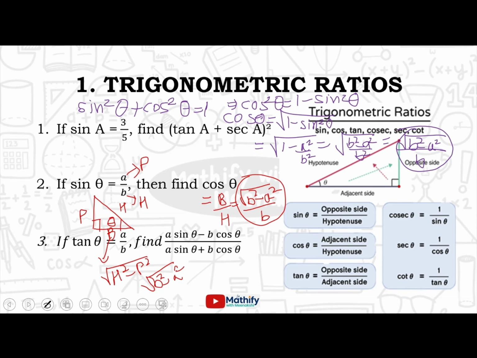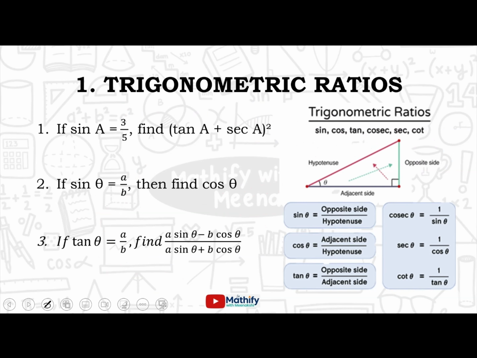Let's move to third question. In third question, it's given that tan theta is a by b. Find a sine theta minus b cos theta upon a sine theta plus b cos theta. Here again, there is one way that you will find the value of sine theta and cos theta using Pythagoras, and then you can put the values using trigonometry ratios. But here there is one more way. I will tell you that method because trigonometry ratio method I've already explained in first two questions.